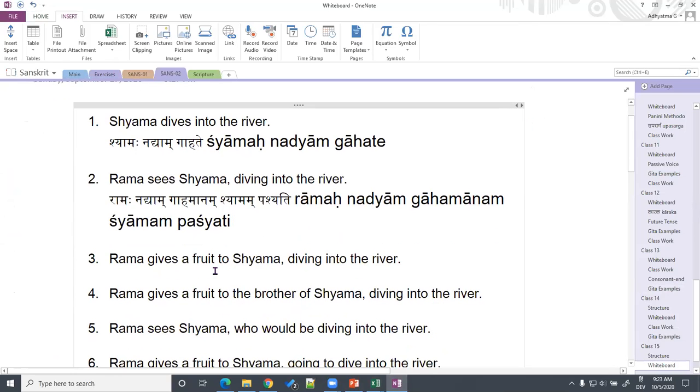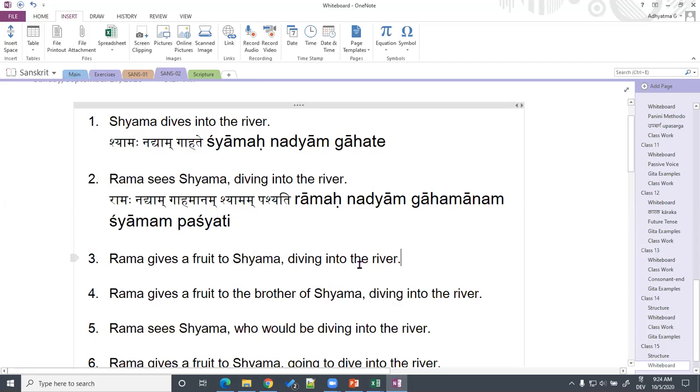Now look at this one. Rama gives a fruit to Shyama diving into the river. So again, Shyama is in the middle of this action, diving into the river, and Rama gives a fruit to Shyama. Shyama comes in the fourth case. Remember, for giving, fruit will come in the second case and Shyama will come in the fourth case.